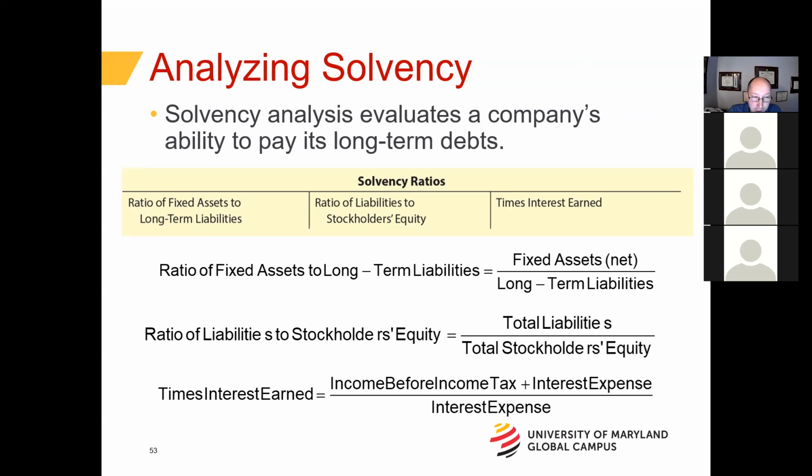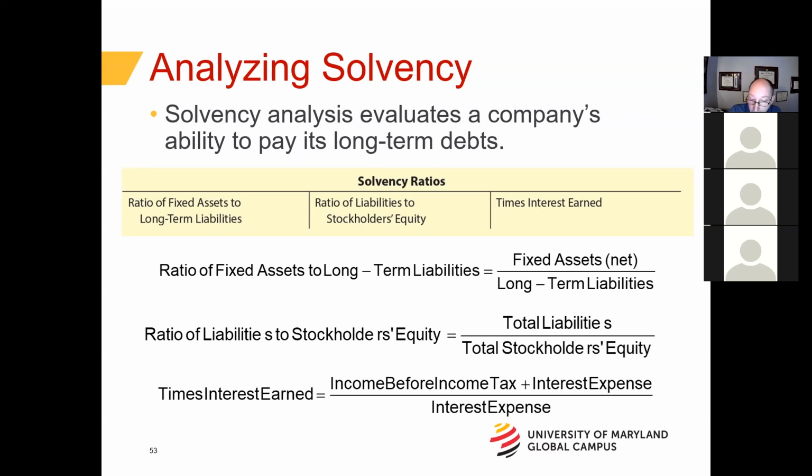Next one is the ratio of liabilities to stockholders' equity. To find this, we take total liabilities divided by total stockholders' equity, both of which are found on the balance sheet. The last one here is called times interest earned. We take our income before income tax plus interest expense divided by interest expense.